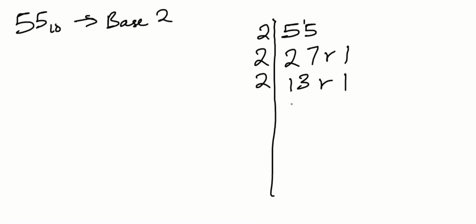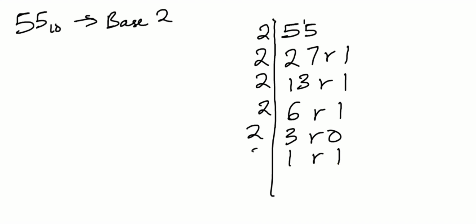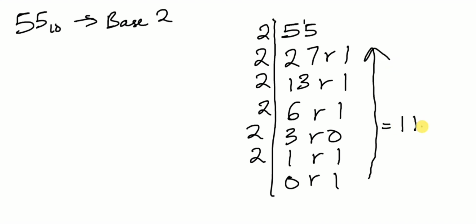13 divided by 2 is 6 remainder 1. 6 divided by 2 is 3 remainder 0. 3 divided by 2 is 1 remainder 1. And 1 divided by 2 is 0 remainder 1. Again, we take from bottom to top, and then the final answer is 1 1 0 1 1 1 base 2. So you see, it's very simple.